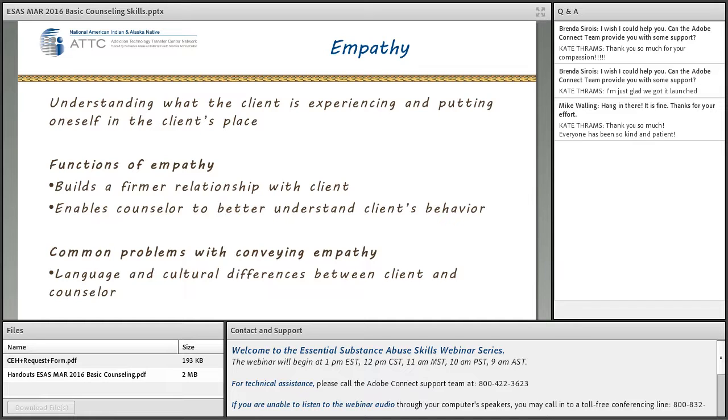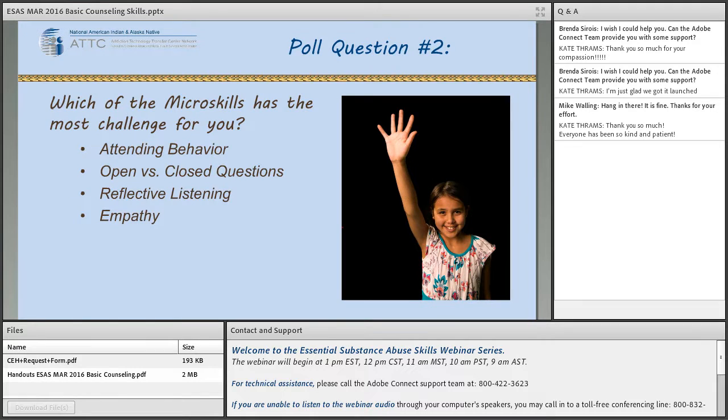So here's another question for you to think about. Which of the micro skills is the most challenging for you? Attending behavior, open versus closed questions, reflective listening, or empathy?